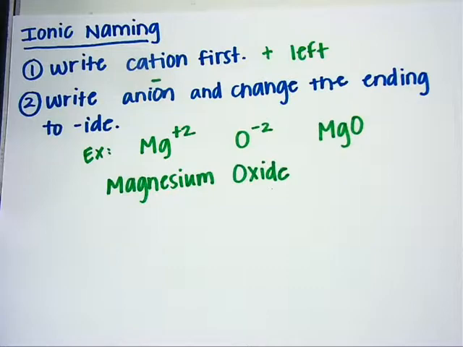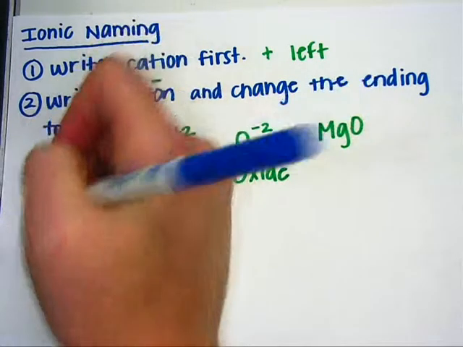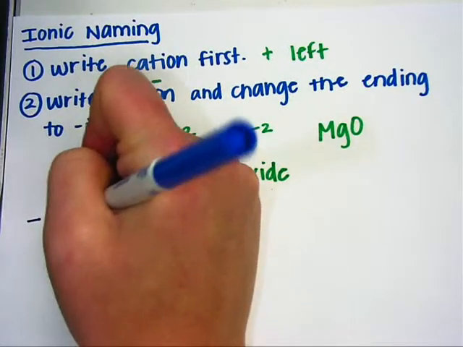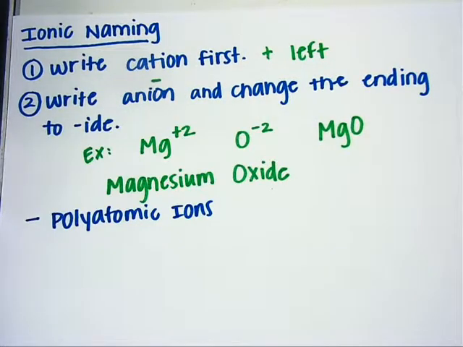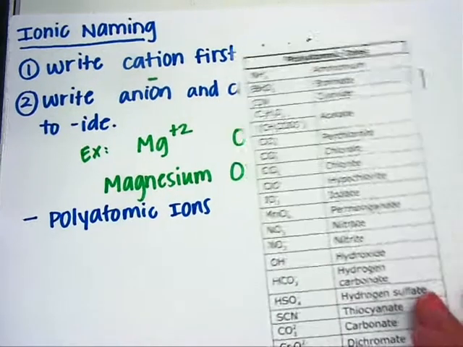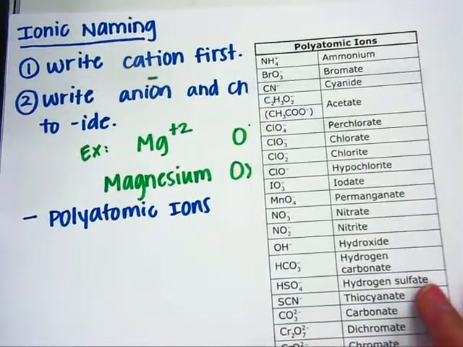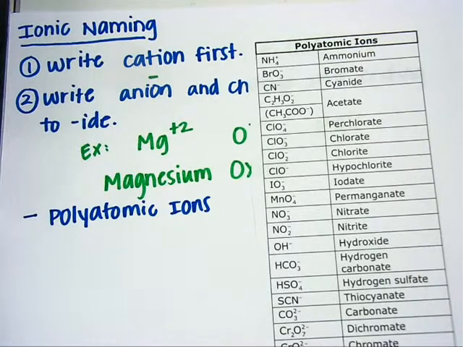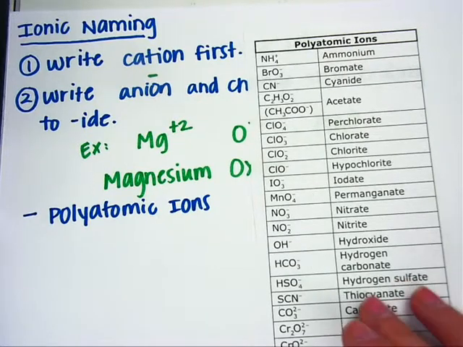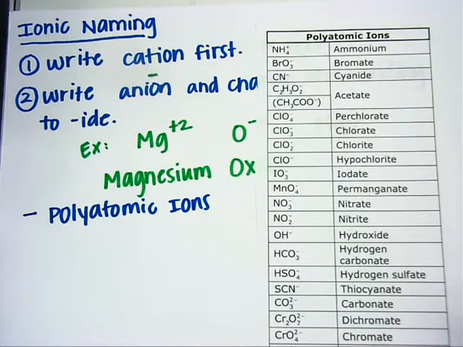But of course, this is chemistry, so there's always exceptions to the rule. The first exception is with polyatomic ions. Polyatomic ions are just a list of elements that are bonded together, and those elements that are bonded together have a charge. So there are always going to be 2 or more elements, and they are always going to have a charge. And this chart is from page 7 of the North Carolina reference tables.